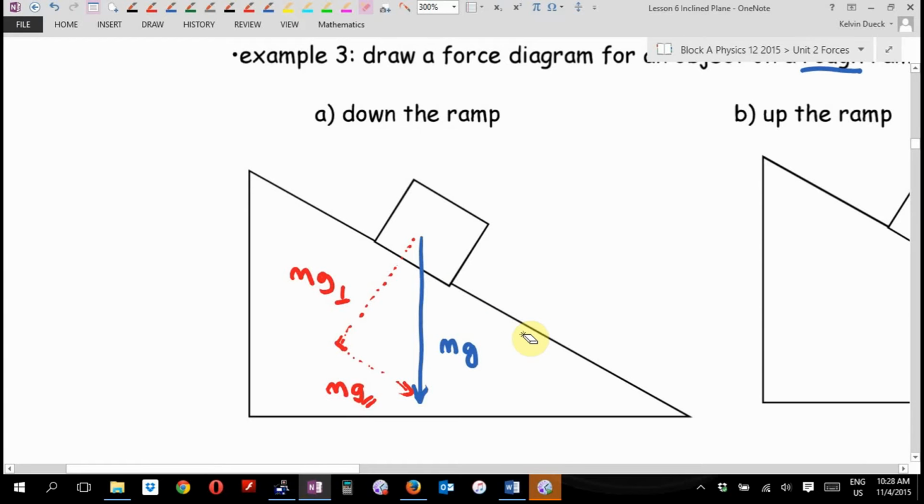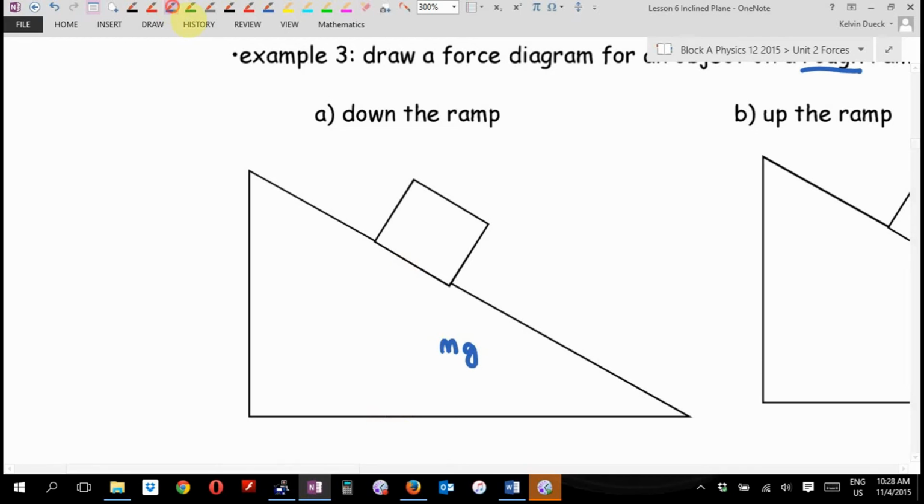Here's what I see some kids do. Don't write this down. This is wrong. I see some kids, they get gravity, great. And then they go, okay, they want to make it parallel to the ground. You're going to get all the wrong stuff. Okay? So don't do it that way.